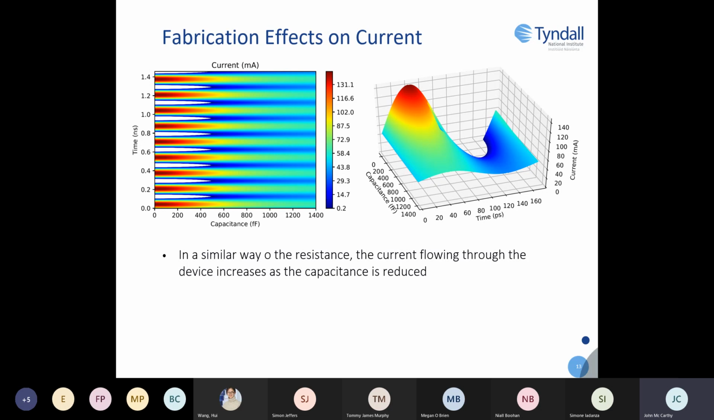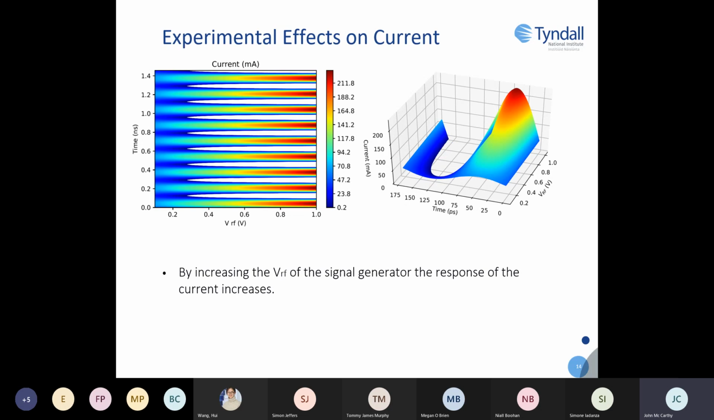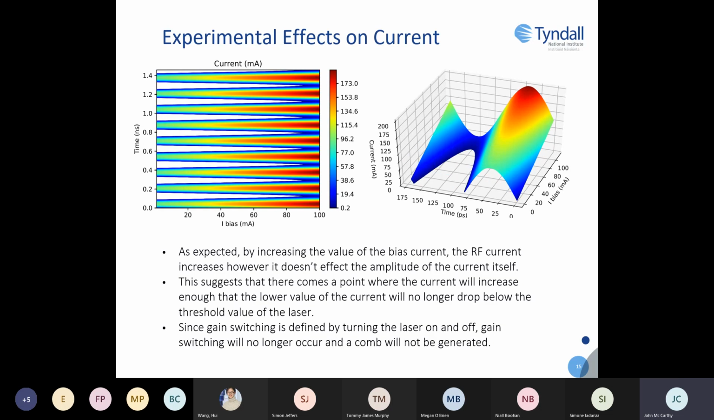Moving on to the experimental effects, starting with RF voltage, the RF effects increase as the RF voltage increases. And finally, with the bias current, as we would expect, it did nothing to affect the amplitude of the sinusoidal current itself, but rather shifted the sinusoidal current with the equivalent bias current.